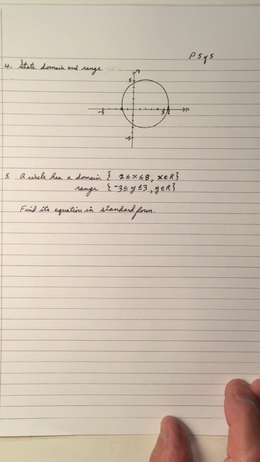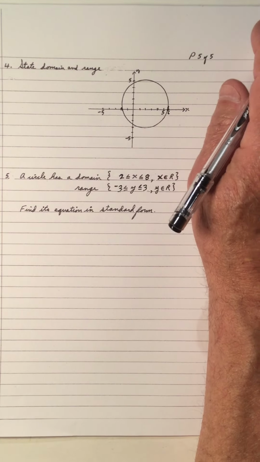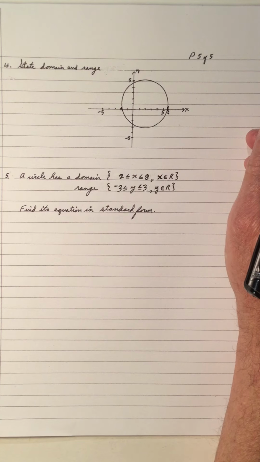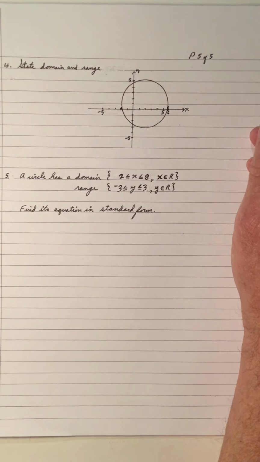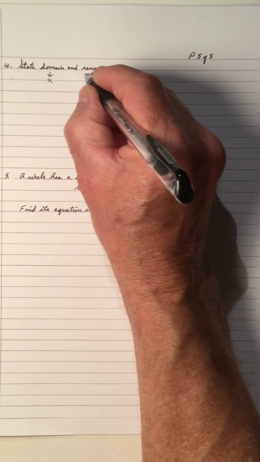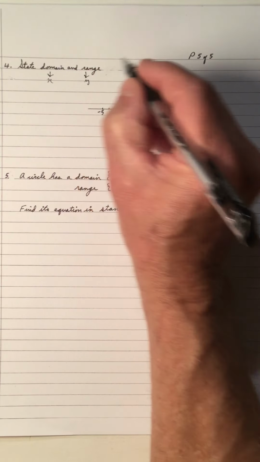And number 4, state the domain and range. And as I mentioned before in previous videos, you can pause your video at any time and work these answers before I do. State the domain and range. The domain are the x values. The range are the y values.